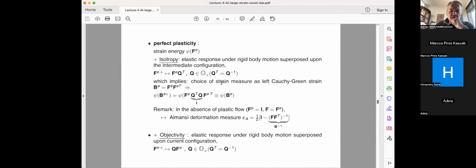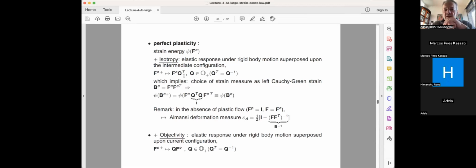So now, if we assume isotropy, recall isotropy would allow you to quantify the behavior of material for any direction that you choose, and that behavior should be the same. That would imply that Fe has to be properly transformed when you superpose the rigid body motion on the initial configuration into Fe Q transpose, where Q is some kind of rotation tensor which leaves the initial configuration completely the same volume, just changing the orientation.